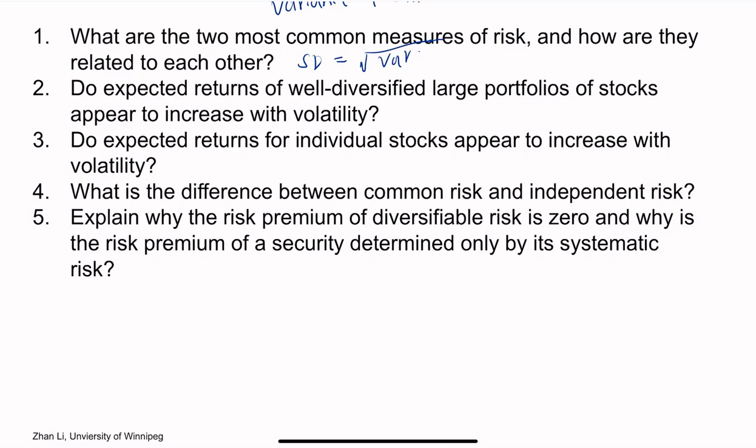So there is no risk premium for bearing diversifiable risk. However, if a risk is systematic, then even through diversification, you cannot eliminate systematic risk. So as an investor, you would ask for compensation if you're bearing systematic risk. That is, there is a risk premium for systematic risk. Okay, that's for the first chapter.